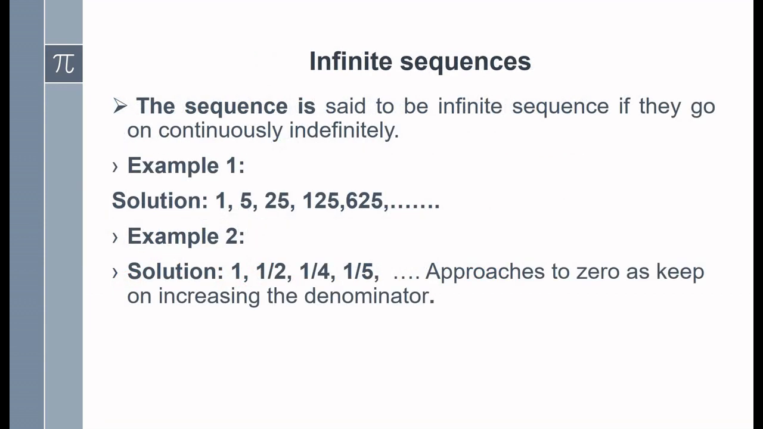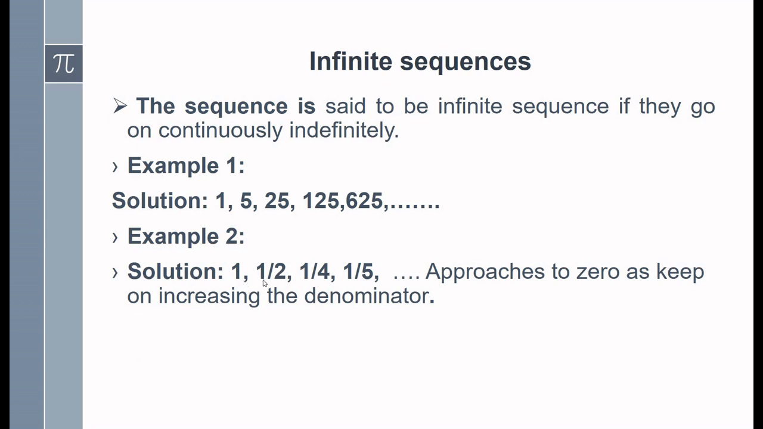So let's see the last type of sequence, which is the infinite sequence. A sequence is said to be infinite if it goes on continuously, indefinitely. Like we have seen many examples of these sequences in the previous slides, like 1, 5, 25, 125, 625 and so on. The notation dot dot dot implies that it's an infinite sequence and goes on forever.